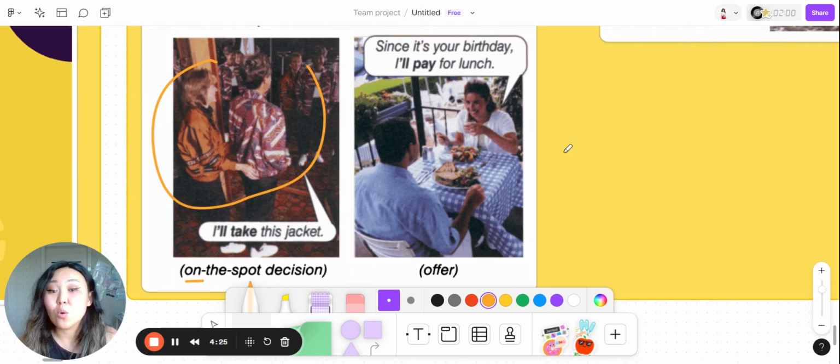And the next one is offer. The girl says, since it's your birthday, I'll pay for your lunch. And she wasn't planning to do it. She has found out that today is this man's birthday and she wanted to make something special for him, or she wanted to make him happy. That's why she offered to pay for him.